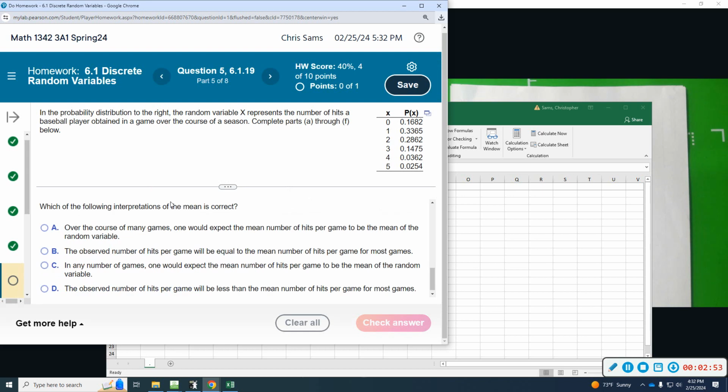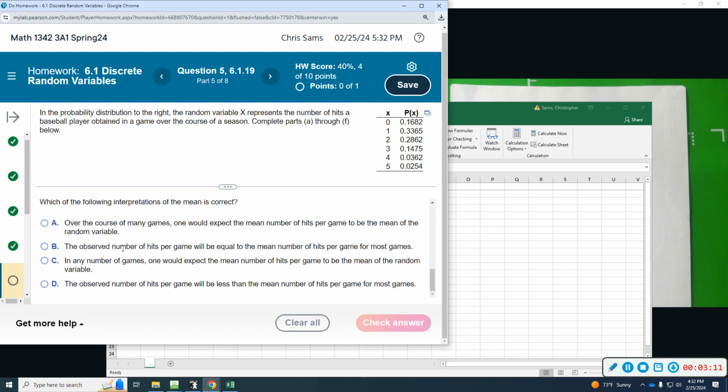Of the following, which is the best interpretation of the mean? So this is the number of hits a player got in the course of a season. So over the course of many games, one would expect the mean number of hits per game to be the mean of a random variable. Note: observed number of hits per game will be equal to the mean. Note: in any number of games, the observed number of hits per game will be less than the mean.